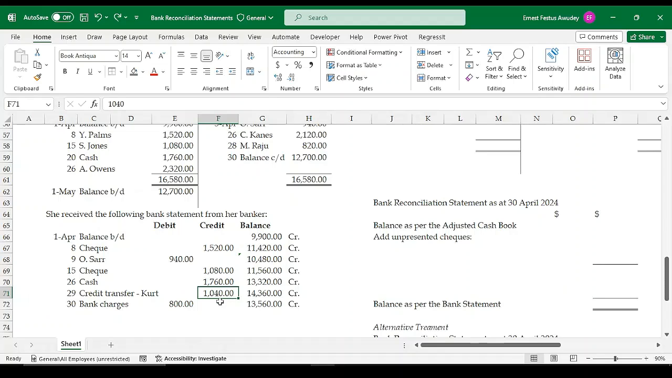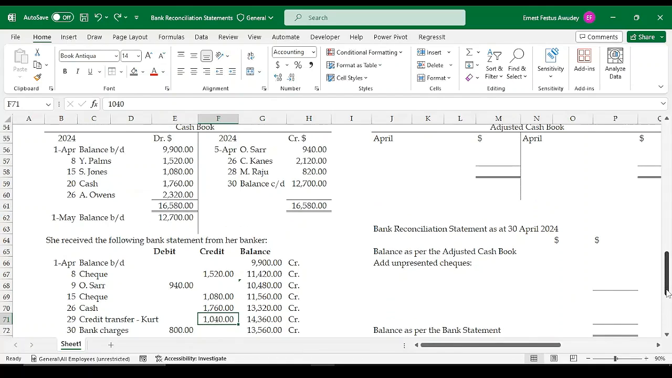Then we have an amount of 1040 here. That is a credit transfer from Kate, $1040, but that is not appearing at the debit side of our cash book here. That means that it is missing from our cash book. Therefore, we need to include it in our adjusted cash book. That is the format. So I'll just come here and write credit transfer.